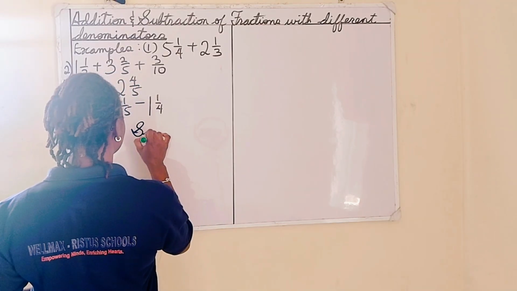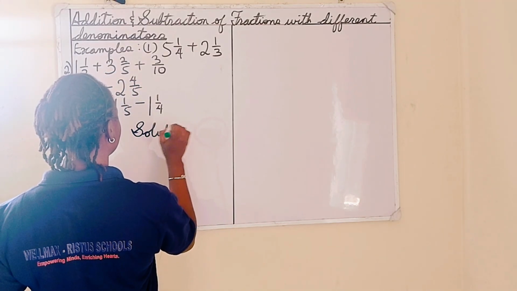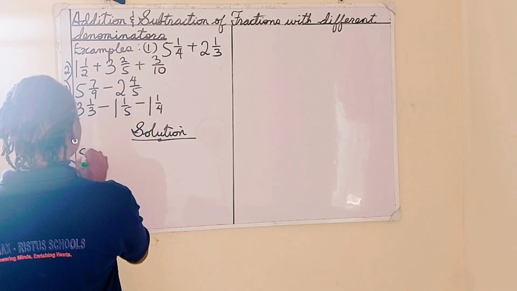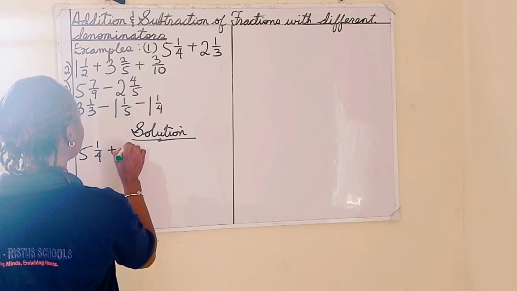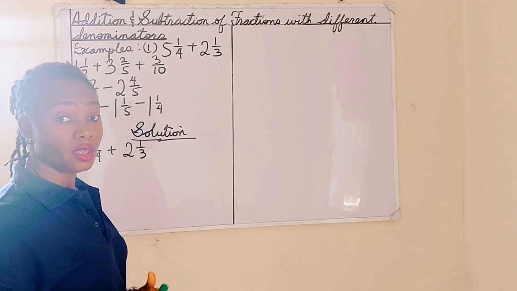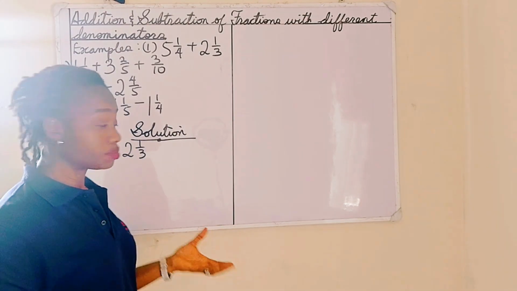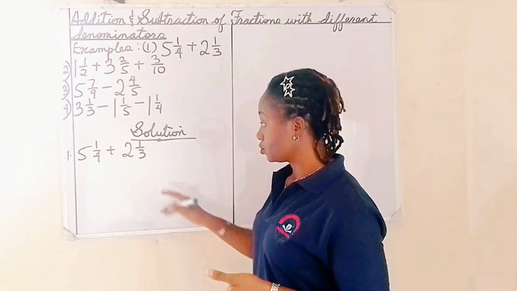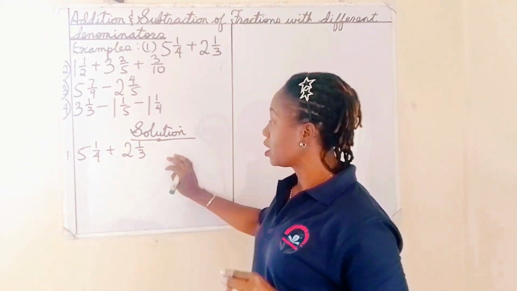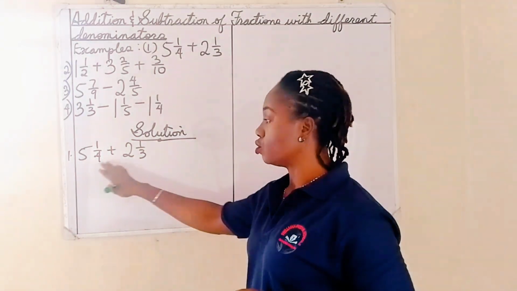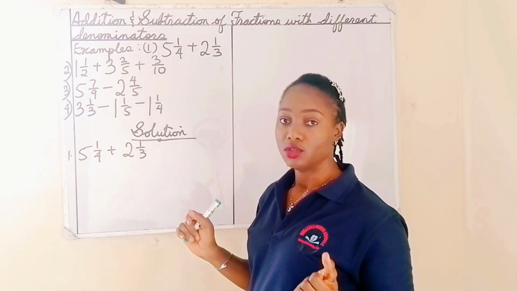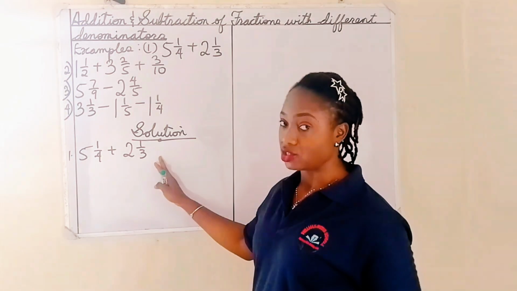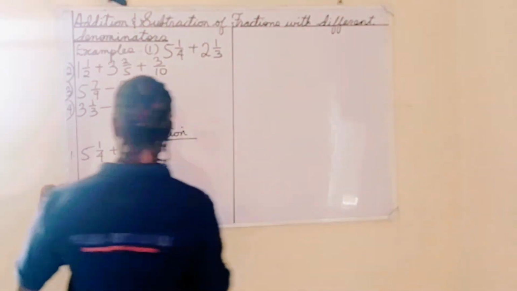Solution. Now question 1 says 5 wholes 1/4 plus 2 wholes 1/3. Now this simply means that we're going to do what? Either expand this fraction to be an improper fraction, or we can add the two wholes together and then continue the addition like that. So we have different methods in solving questions like this. But let me show you the first method.